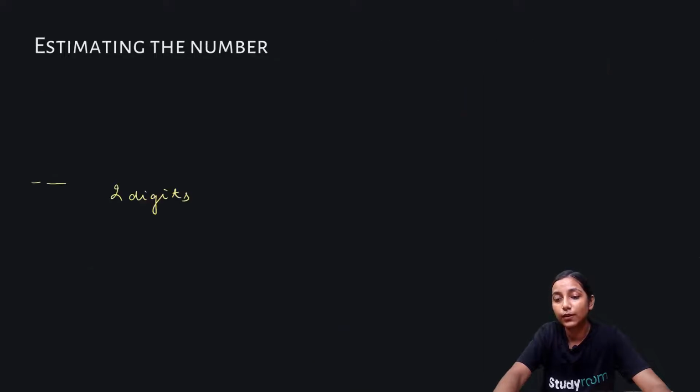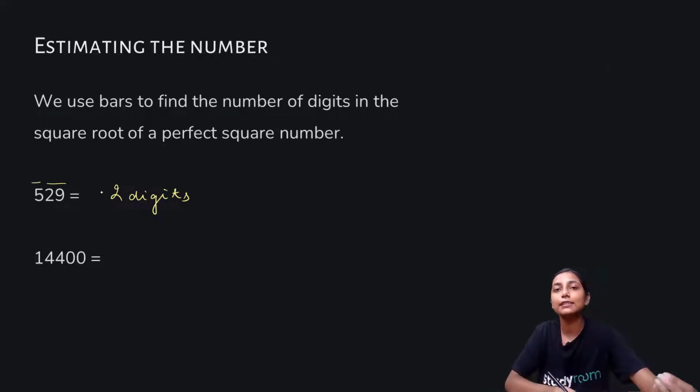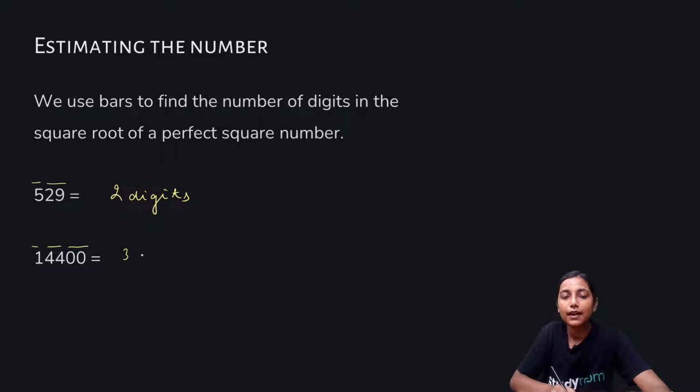Since its square root was 23 and 23 has how many digits? 2. Therefore, we can easily estimate the number of digits in the square root of a perfect square number by finding the number of bars. So here there were 2 bars, therefore 2 digits in its square root, and here will be how many bars, starting from here, then here and this. 3 bars, that means 3 digits in the square root of this number.